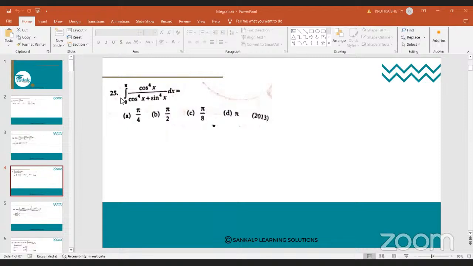This is the second question: integration of cos raised to 4x upon cos raised to 4x plus sin raised to 4x from 0 to pi dx is equal to. This question is based on the property, and at board level you might have solved this same example. So see the solution for this.